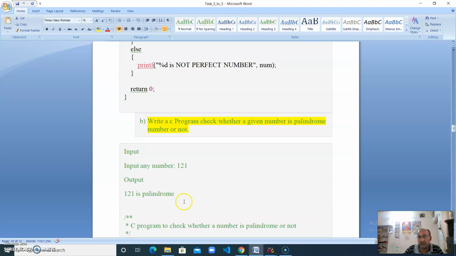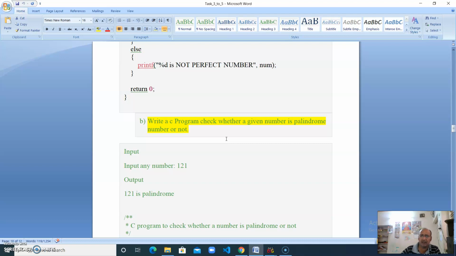Next one, B question. Write a C program to check whether the given number is a palindrome or not. Here we have to check whether the number is a palindrome or not. I think we know palindrome. Suppose, for example, the string is madam; if it is reversed, the reverse of that string is also madam. Both are equal, so it is a palindrome. In the case of a number, if the reverse of that number is equal to the original number, then it is a palindrome.